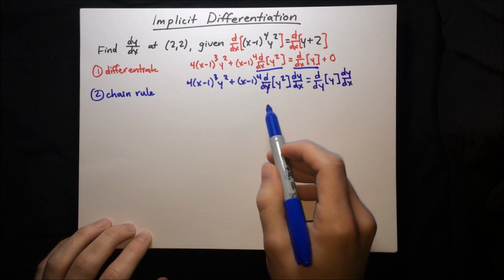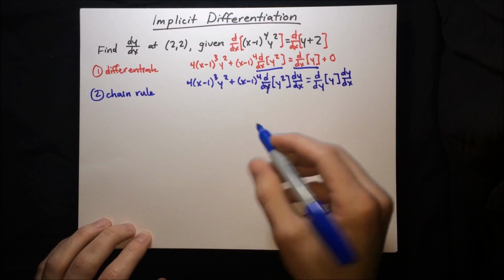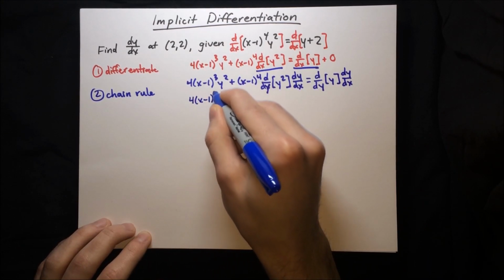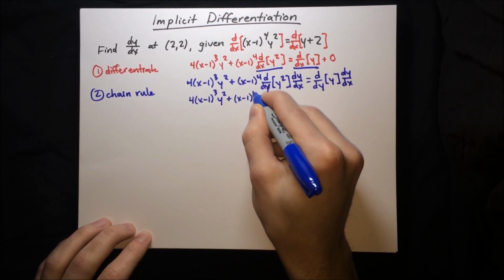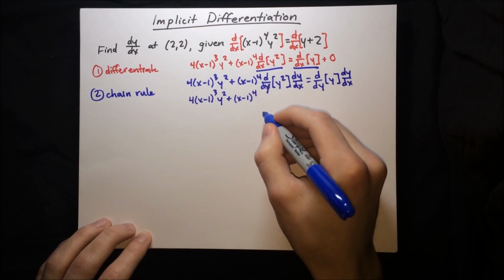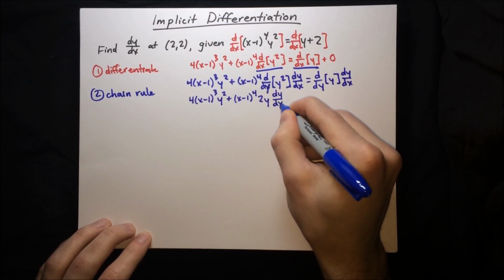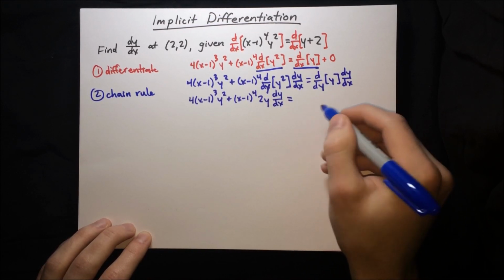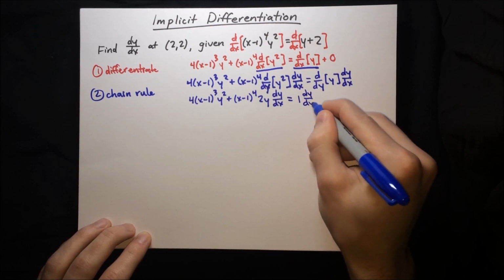Okay, so now we're good to go ahead and compute these derivatives with respect to y. So let's write down what we had before again. So this is 4 times (x minus 1) cubed y squared plus (x minus 1) to the fourth. Derivative of y squared with respect to y, we just use the power rule. So that's just 2y. Then we've got our dy over dx. That's equal to derivative of y with respect to y, which is just 1. And we've got our dy over dx.